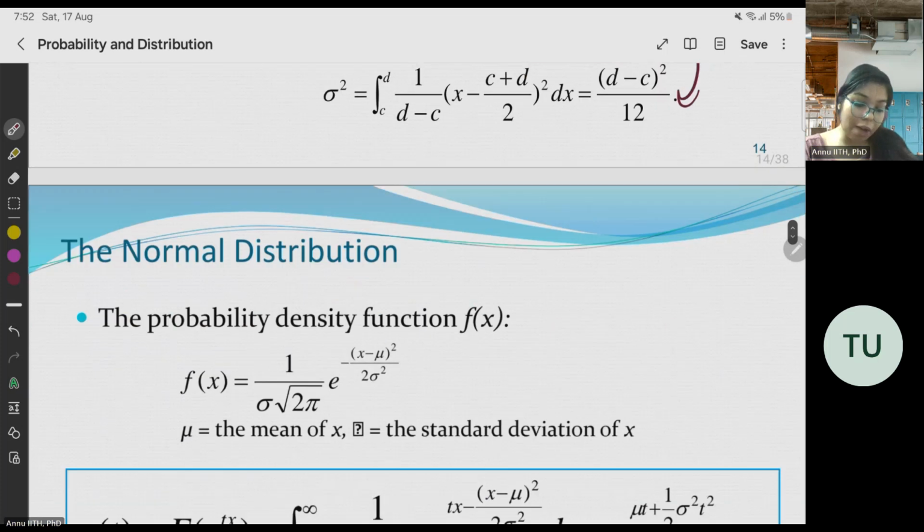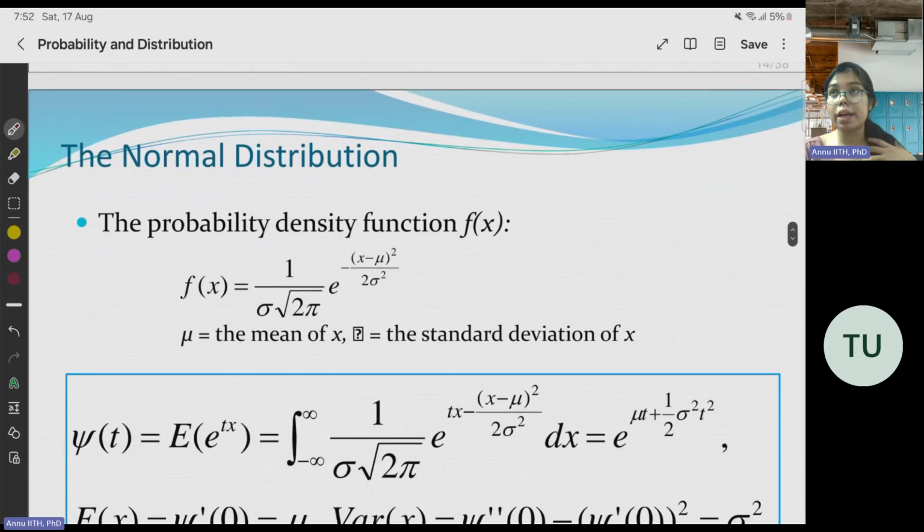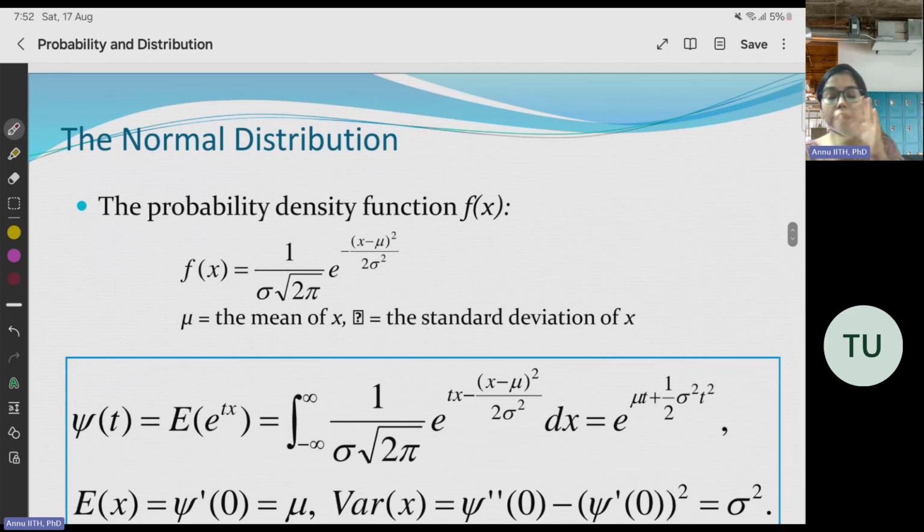Now we will go to the normal distribution. This is very often used in wireless communication and digital communication, and we will see that also for this. The probability density function f of x is given by 1 upon sigma root 2 pi, e to the power minus (x minus mu) whole square divided by 2 sigma square. Now we will see how we can calculate the moment generating function.